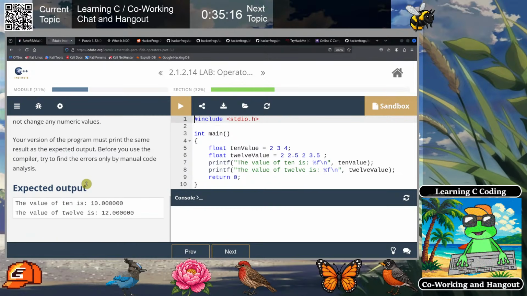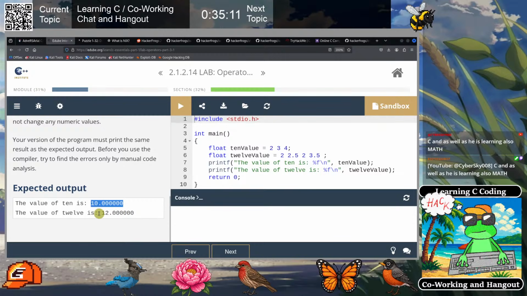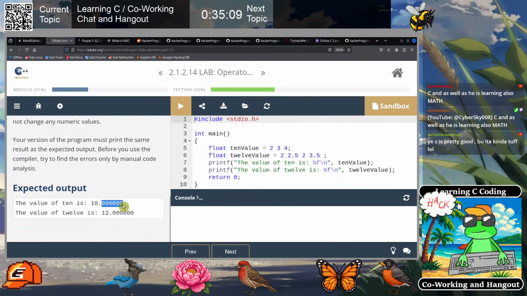So let's see. We want the value of 10 is 10, and the value of 12 is 12. So we've got 6 decimal points after each one of these.